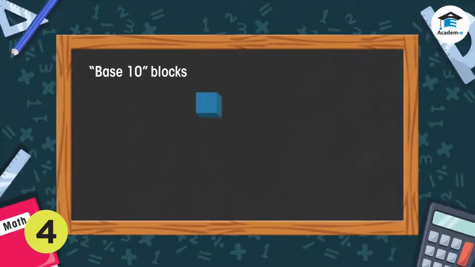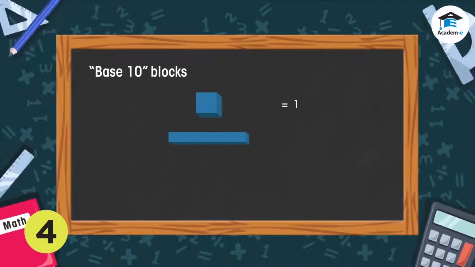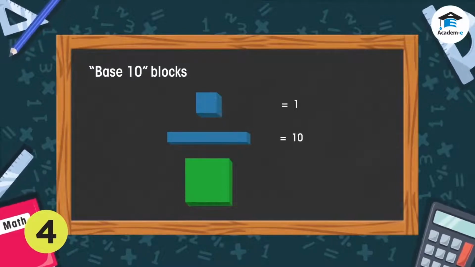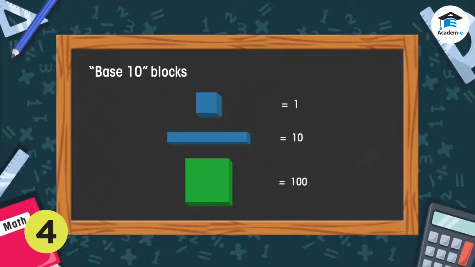This single cube represents the number 1. This long block is actually made up of 10 cubes. It represents the number 10. This flat block is actually made up of 10 longs. It represents the number 100.